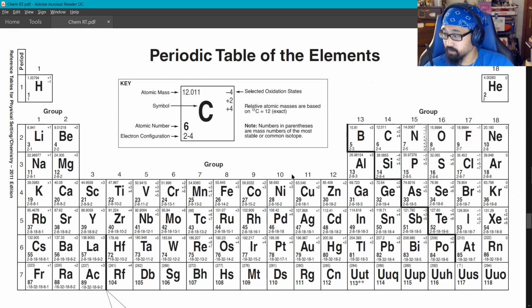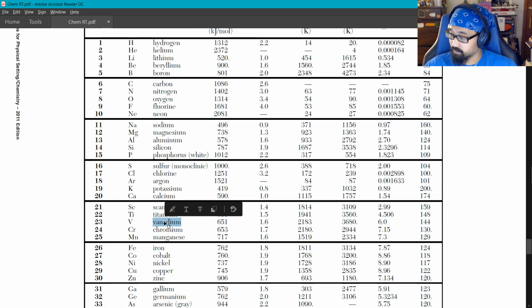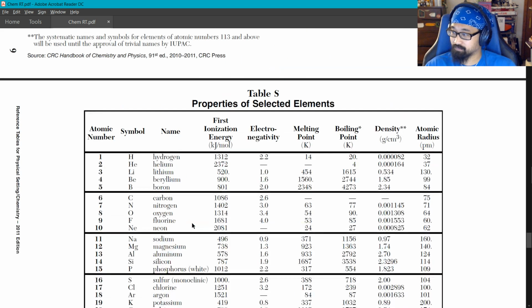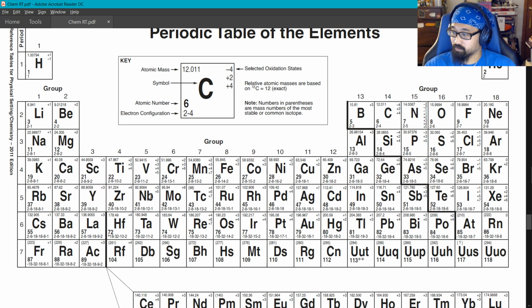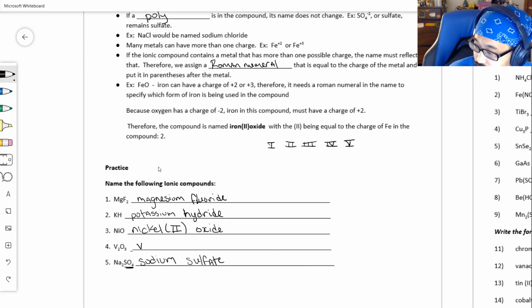V2O5. So V is right here. It's number 23. It has many possible choices. Its name is vanadium. It could be vanadium, but I like vanadium. But it has 4 possible charges, and I don't want you guessing, because you don't have to. Vanadium, some kind of parentheses, O again, oxide, right?